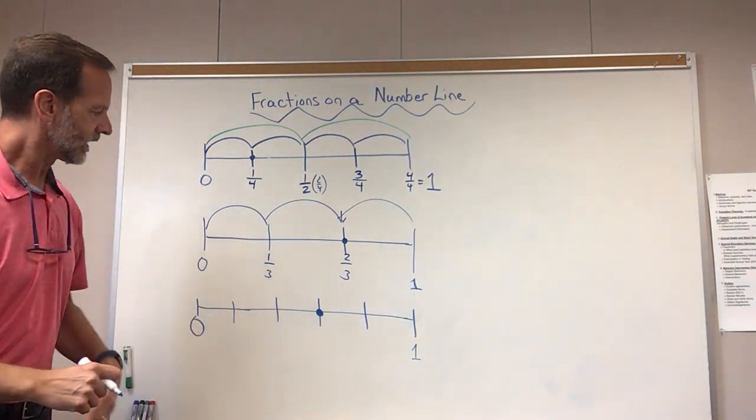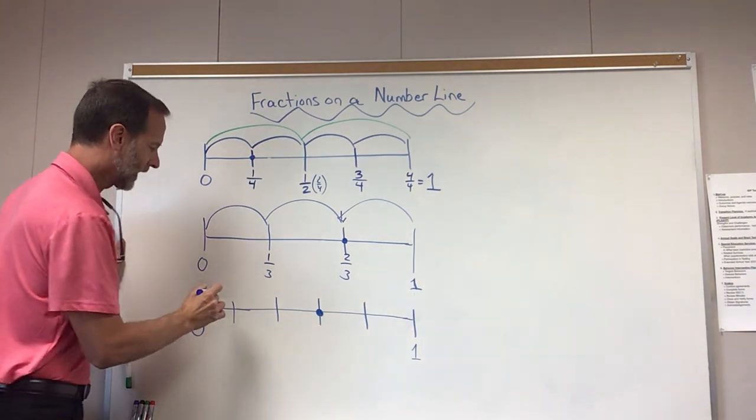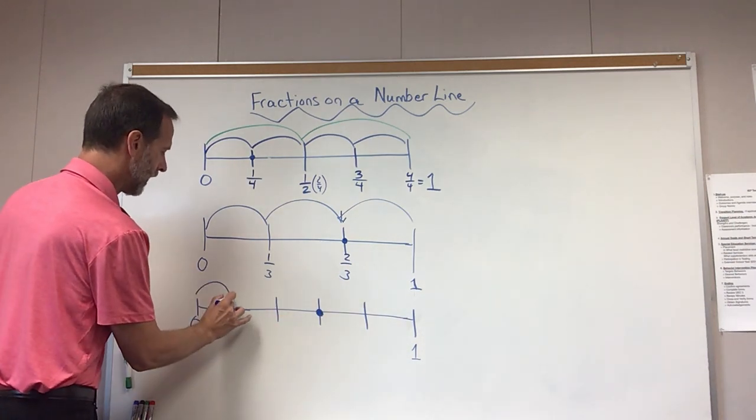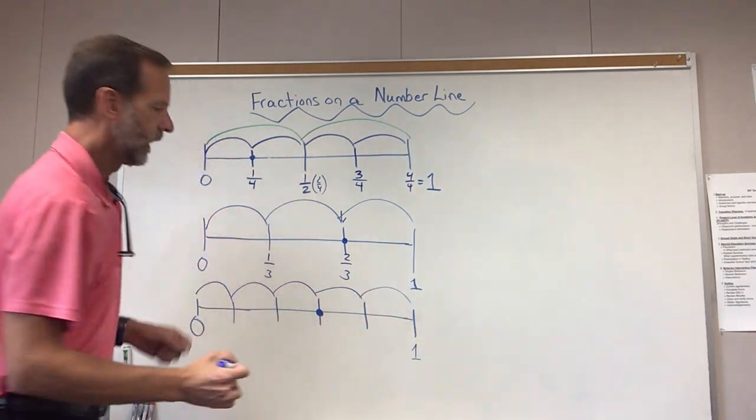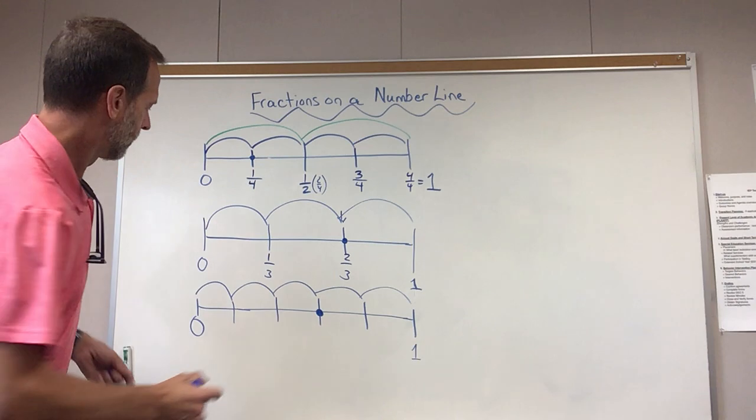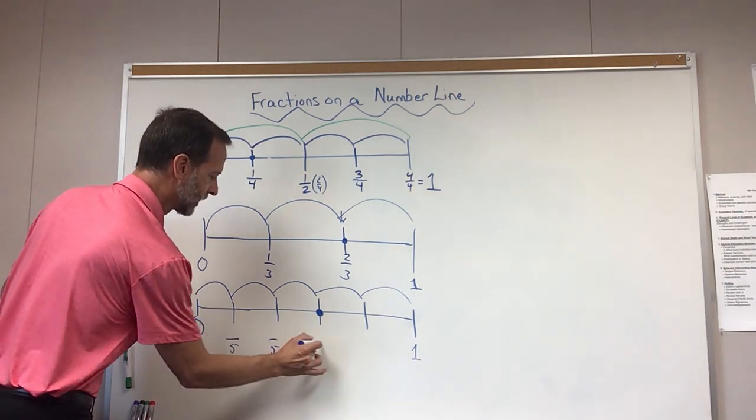Okay, next one, same thing. I wanna find out where my point is. So I'm gonna count how many sections are on my line. 1, 2, 3, 4, 5. There are 5 sections on my line. Do they look like they're the same? They do. So they're all in fifths. There were 5 sections, fifths.